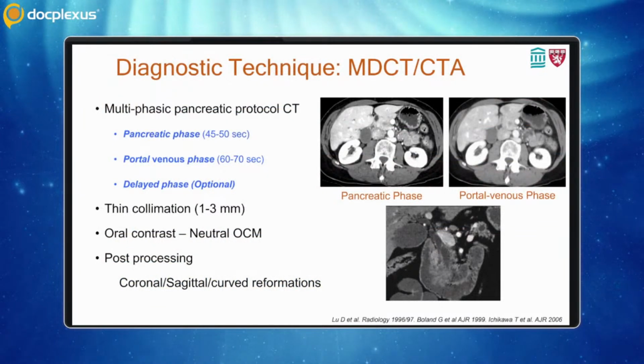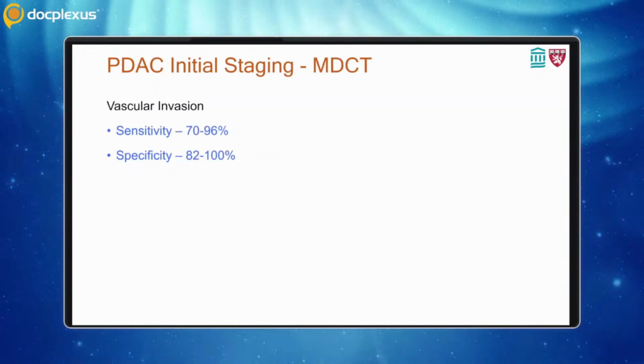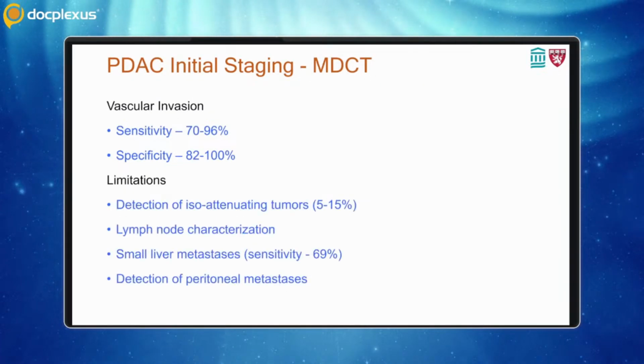This is a typical pancreatic protocol CT, which is acquired at Mass General and most sites in the US, with a pancreatic and a portal venous phase. Now, despite having a protocol-intense acquisition in patients with pancreatic diseases, there are certain limitations to MDCT or single energy CT: inability to identify isoattenuating tumors in the pancreas, inability to characterize lymph nodes, detection of small liver metastasis, as well as detection of peritoneal disease.